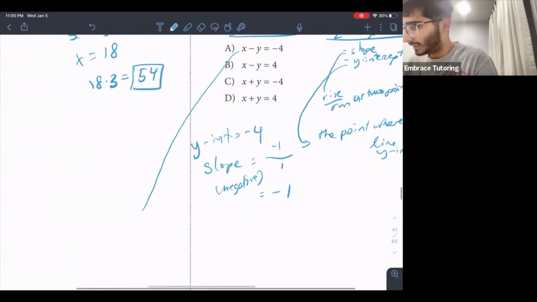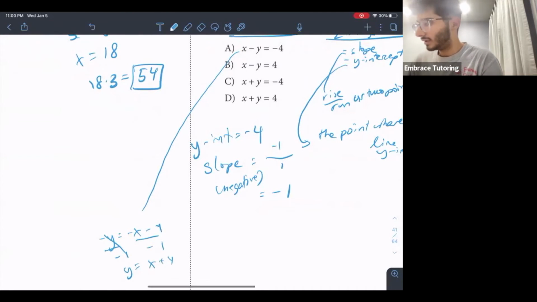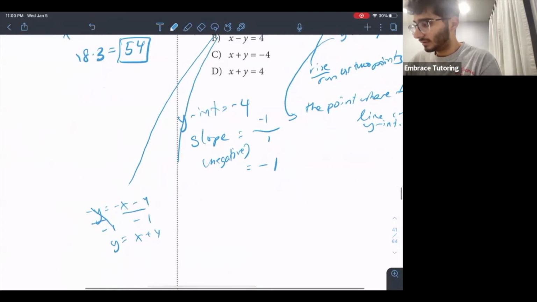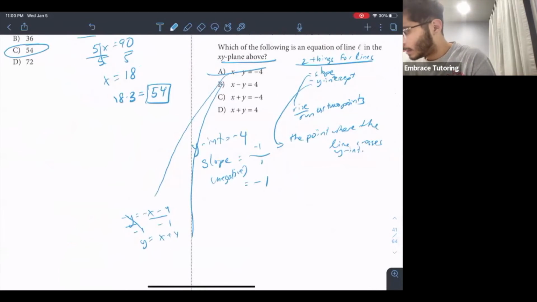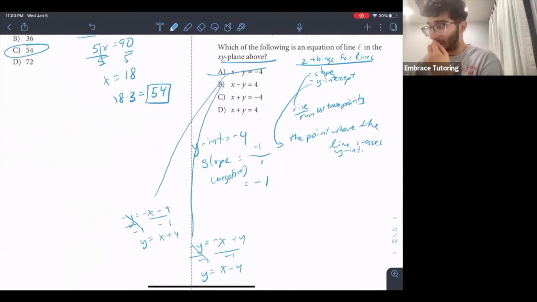So the first one would be negative y is equal to -x minus 4, divided by -1 on both sides to get y is equal to x plus 4. Not it. Next one, it would be y is equal to -x plus 4, divided by -1. y is equal to x minus 4. Still not it because the slope is not -1.